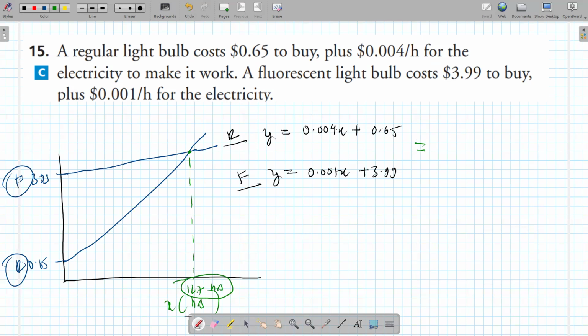So how would you answer this question? Which one is better? If you're using the bulb for 127 hours or less, you want to go with the regular one, right? At 127, it doesn't matter. So if you go less than 127, go with regular. If you light it for more than 127 hours, go for fluorescent. And at exactly 127, there's no difference.